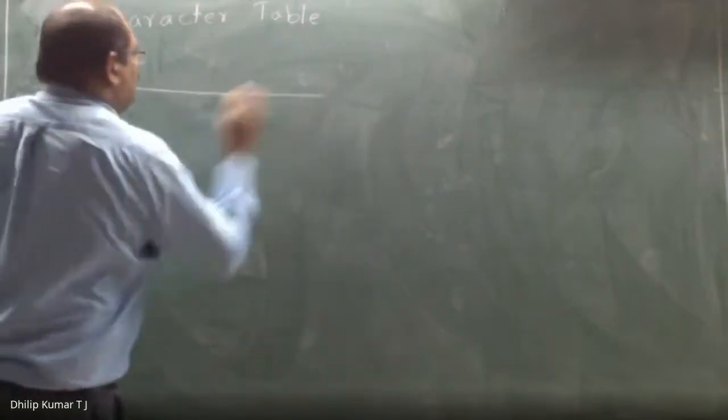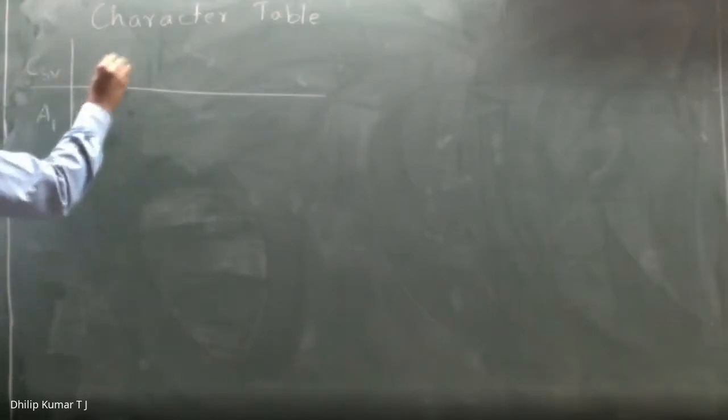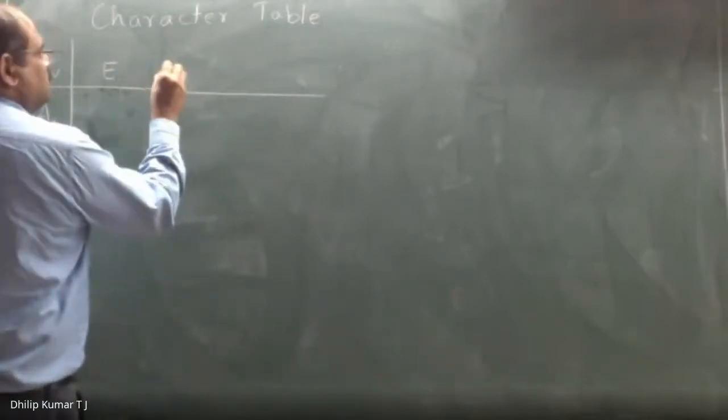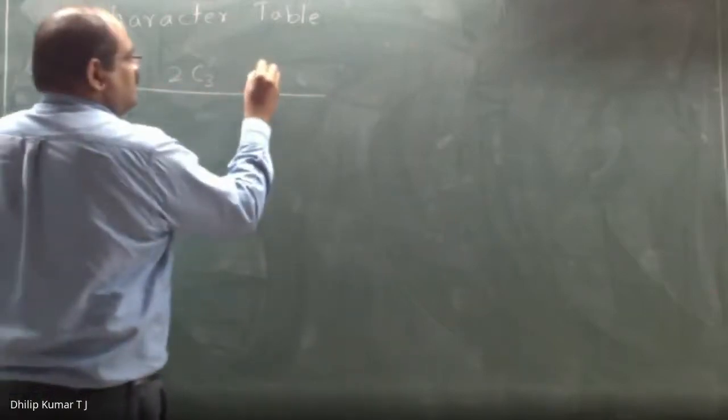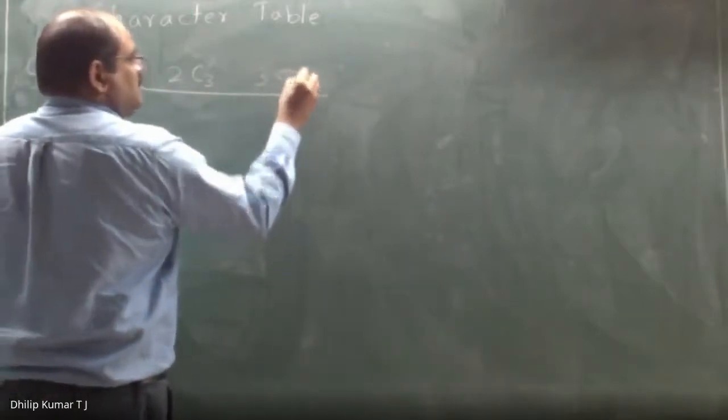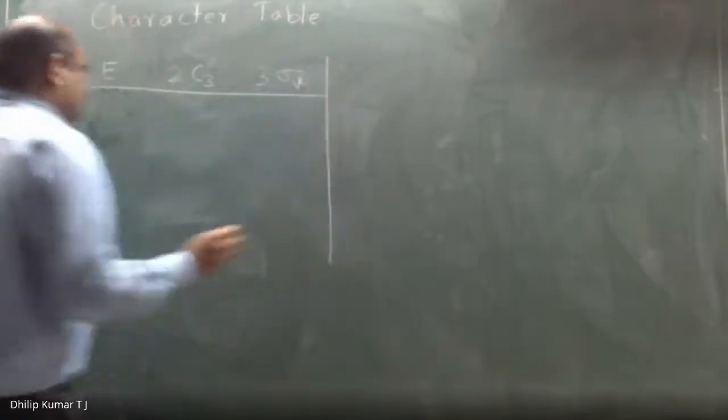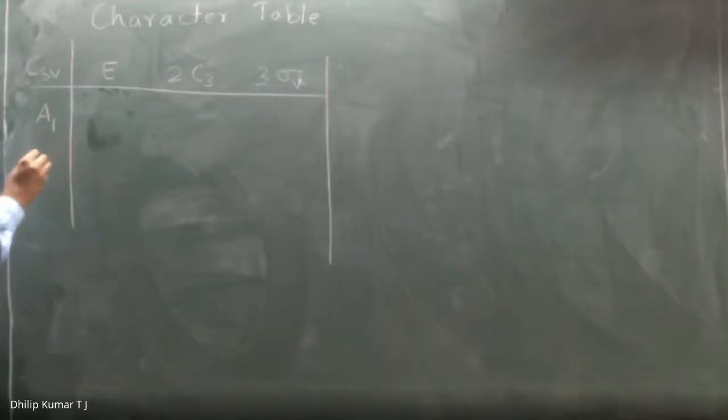So I'm going to write the full character table for C3V. So it will have G1. Let me write the symmetry elements. So it has three classes. I'm going to write E as one class, C3 as another class, and 3 times sigma V as another class. Since there are 3 classes, there will be 3 IRs, and these will be A1, A2, and E.